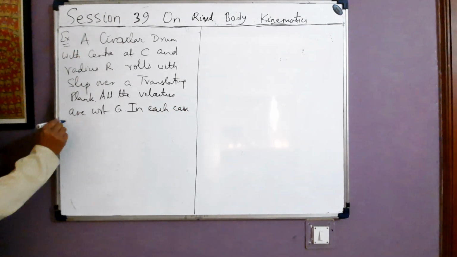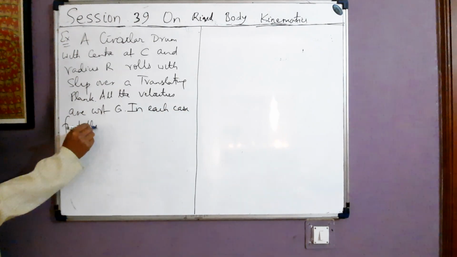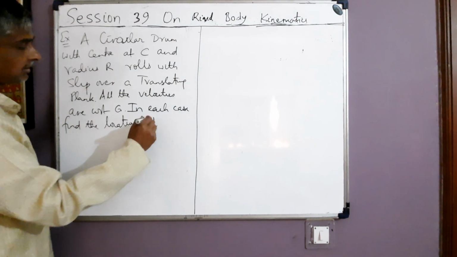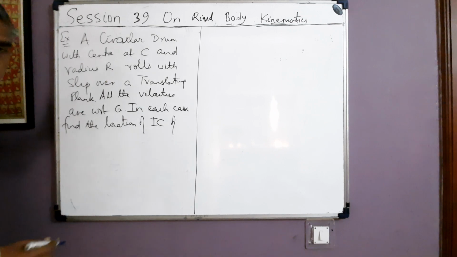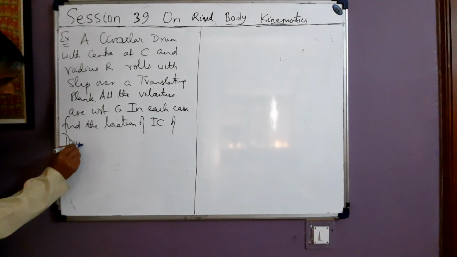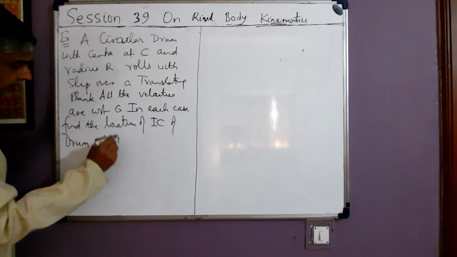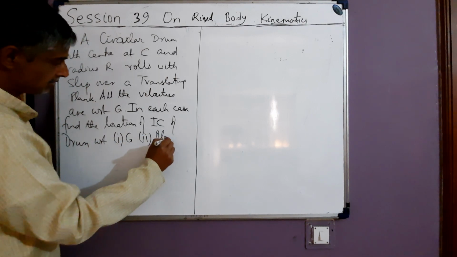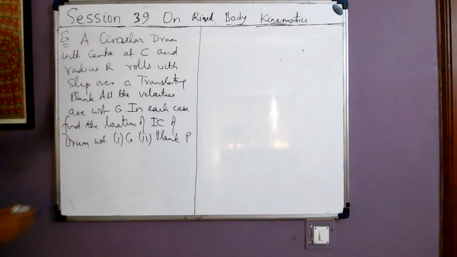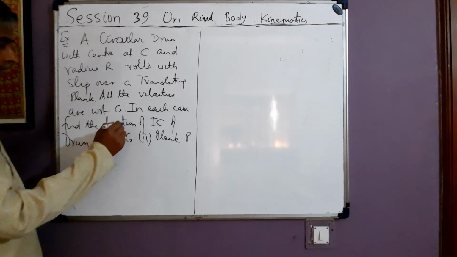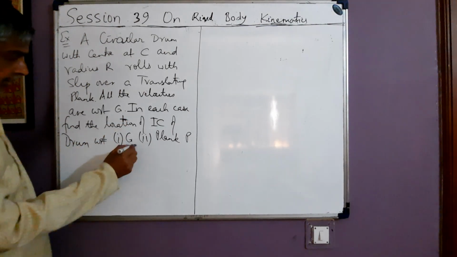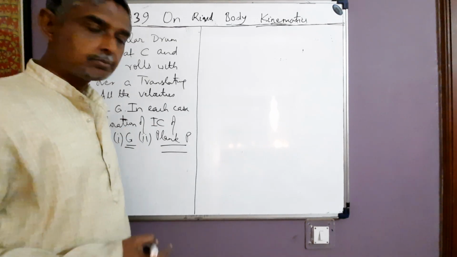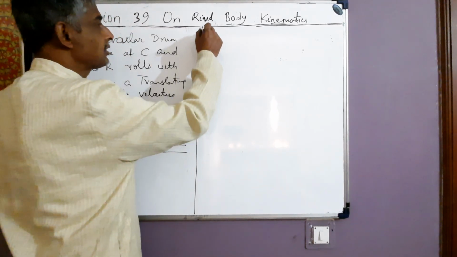In each case, find the location of IC of drum, IC meaning instantaneous center, with respect to first ground and second with respect to plank P. So two problems will be taken up. So first problem I write down. This is the first problem.